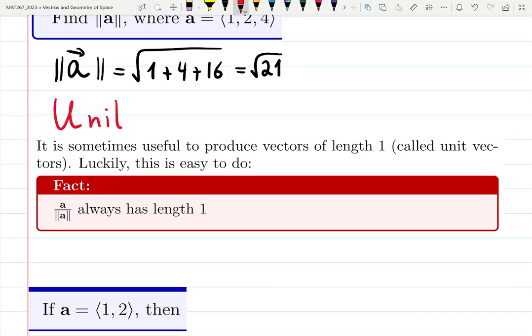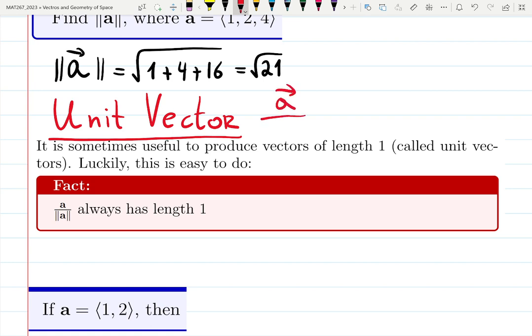Unit vector. We're going to be asking you to find it for the whole 4 months. It's extremely important, and you will see it everywhere in other classes. Unit vector doesn't have really notation. It just has a formula. You take your vector and you divide by its length to get rid of it.